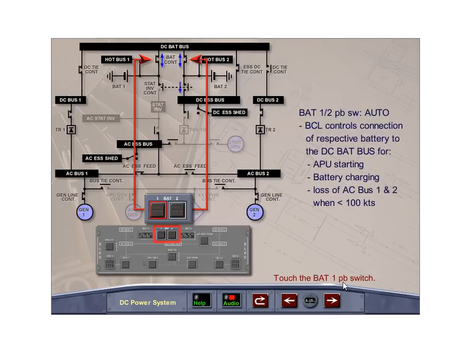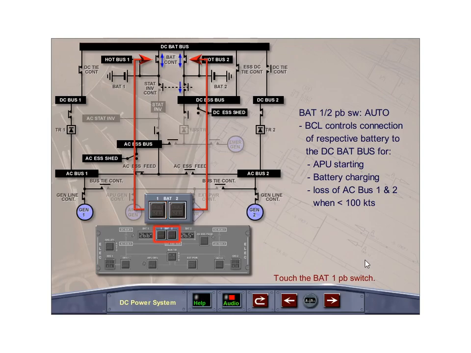Battery 1 and 2 push-button switches control the operation of the battery charge limiters. In their normal auto lights-out position, the BCLs automatically control the connection of the DC batteries to the DC battery bus by opening and closing the battery line contactors. The batteries are connected to the DC battery bus for APU starting, or if battery voltage is below 26.5 volts, so the battery can charge.